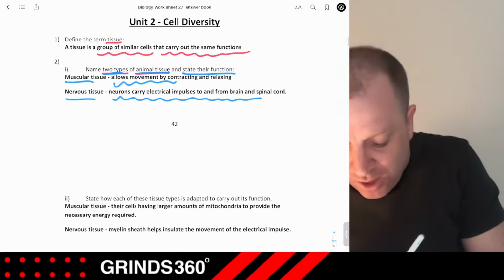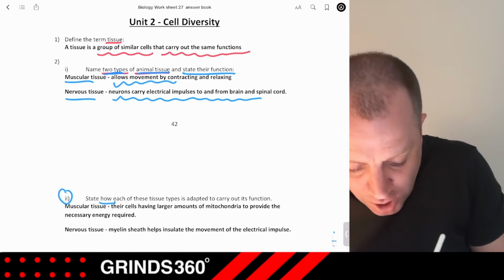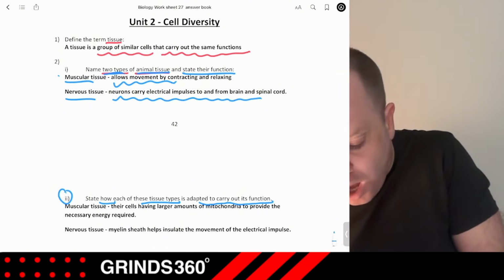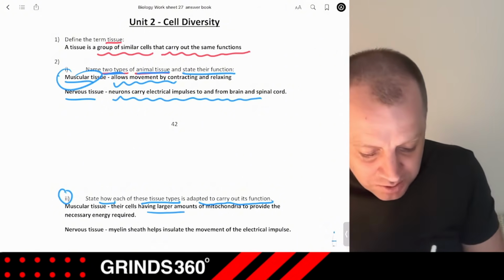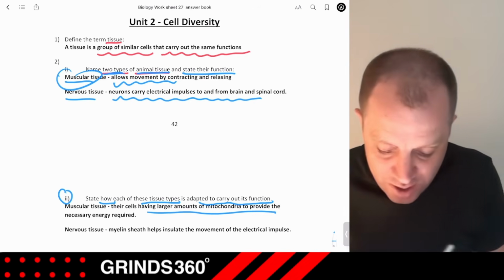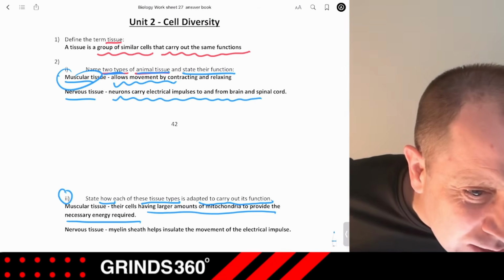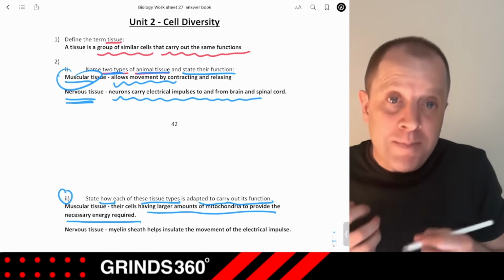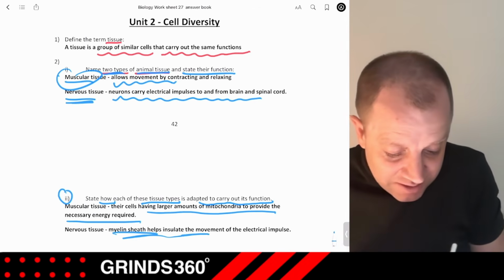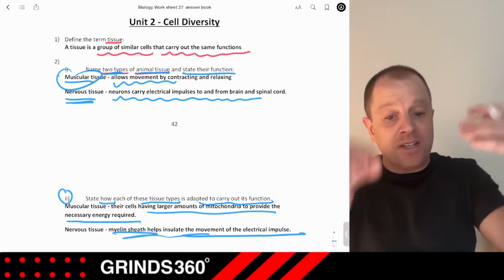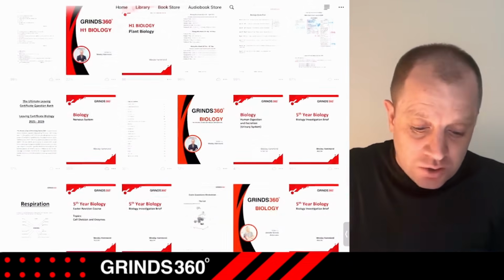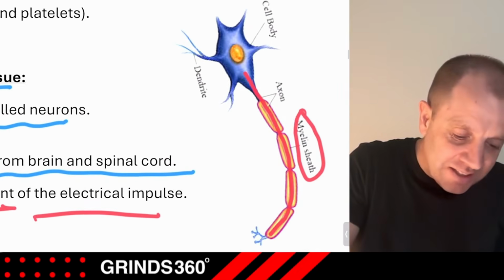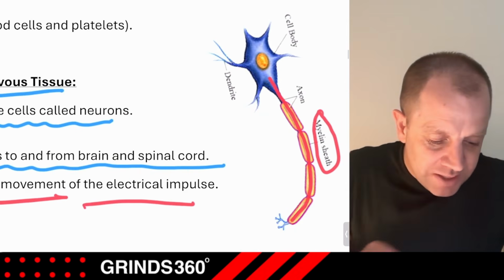Now, if you look at part 2, state how each of these tissues is adapted to carry out the function. Well, how is muscle tissue adapted? Muscle tissue has a large number of mitochondria to provide the necessary energy. And nervous tissue, we said the myelin sheath insulates the electrical impulse. So I'll go back here and show you that again. The myelin sheath insulates the electrical impulse. You see it right there.